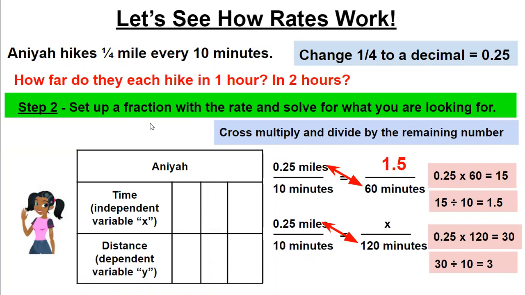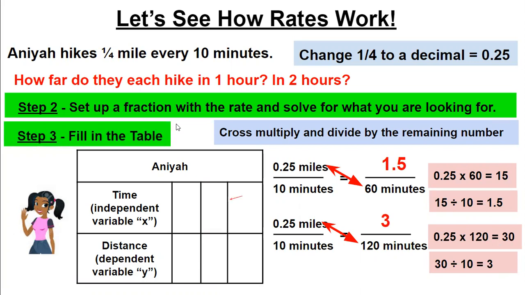Let's fill that out in our chart. So 10 minutes goes in time, and 0.25 miles goes in the distance. Then we do the next one, 60 minutes goes in the time, and 1.5 miles goes in the distance. Then we do 120 minutes, that goes on the time, and 3 miles goes in the distance. Okie dokie, so far so good.